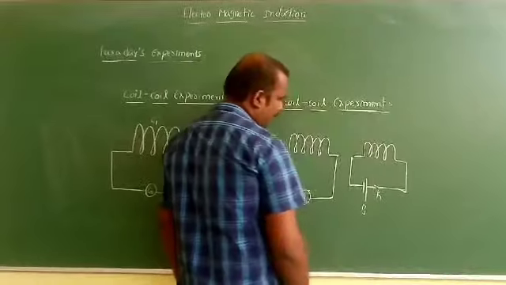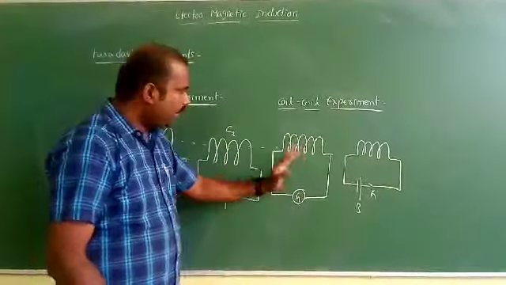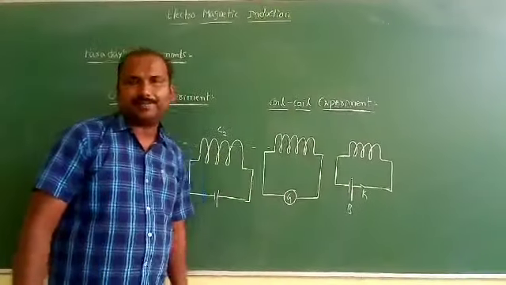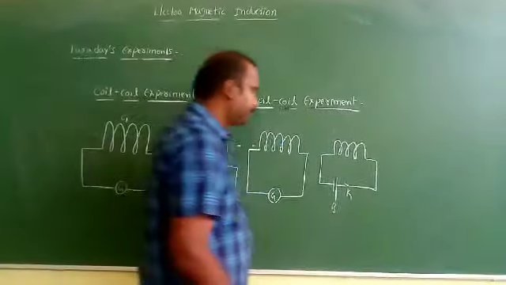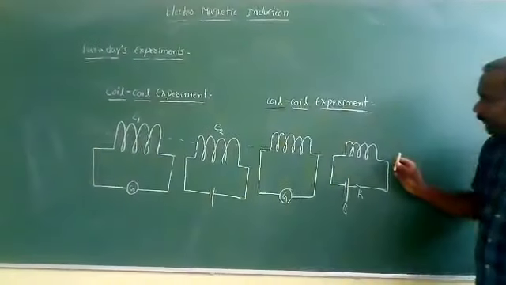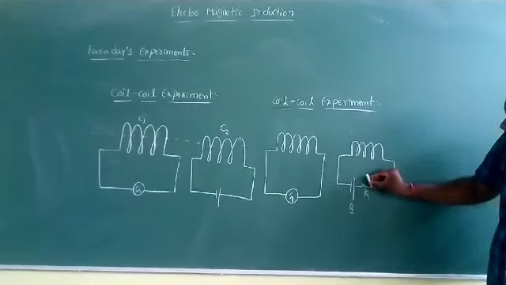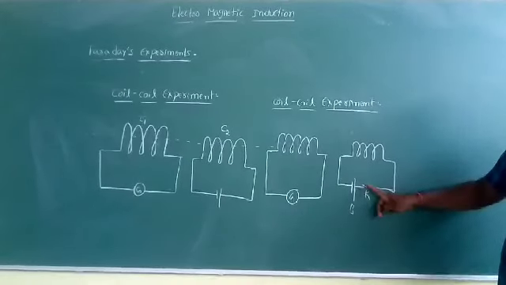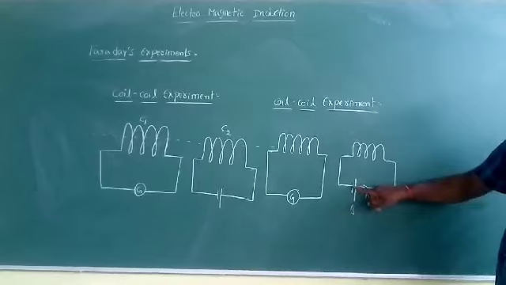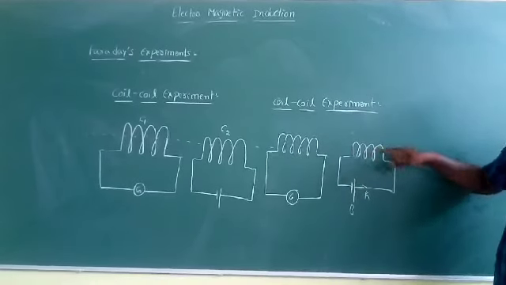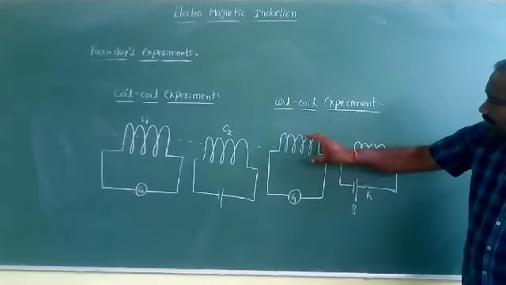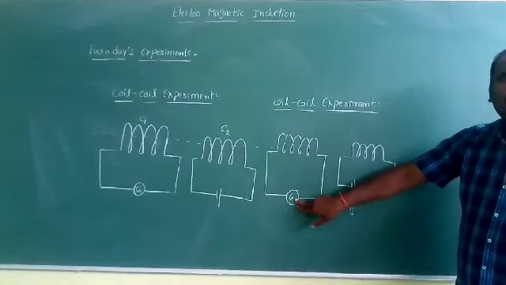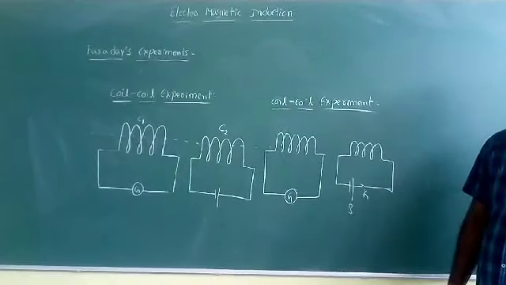This is the key. Now, here and here only one difference is there. Here there is no key. Here I am using a press key. Then what is happening? See here. If I am pressing the key, just like an on-off switch, the circuit is closed, current is passing, current is increasing, and flux is changing, and a momentary deflection is observed. It's just a fraction of a second that it shows the deflection.